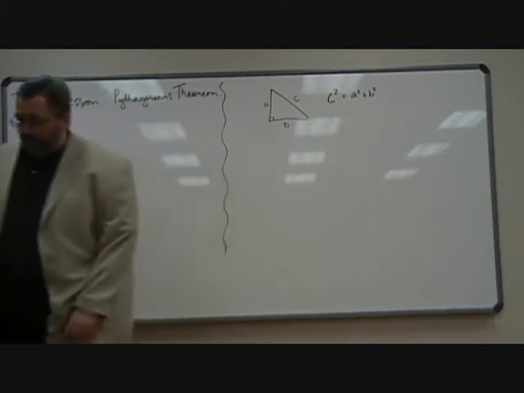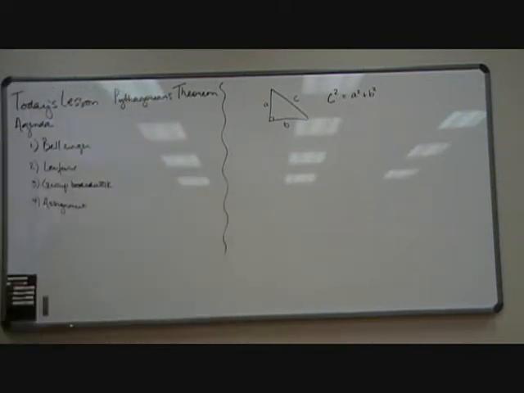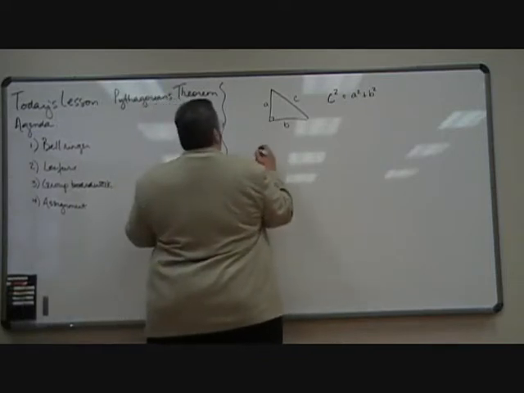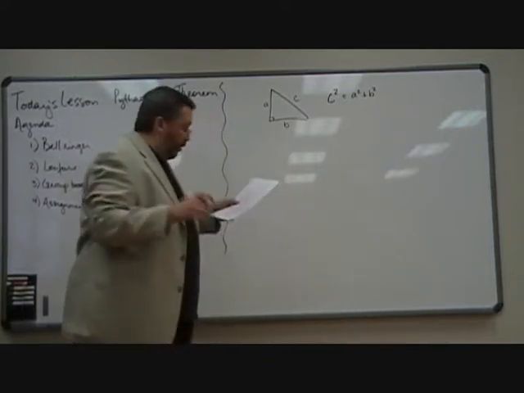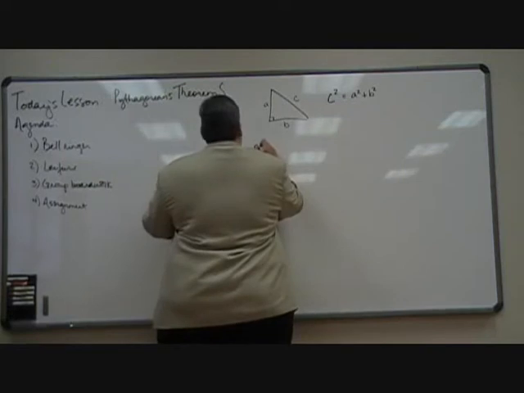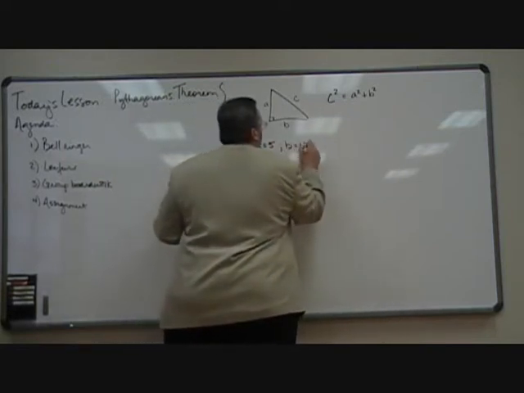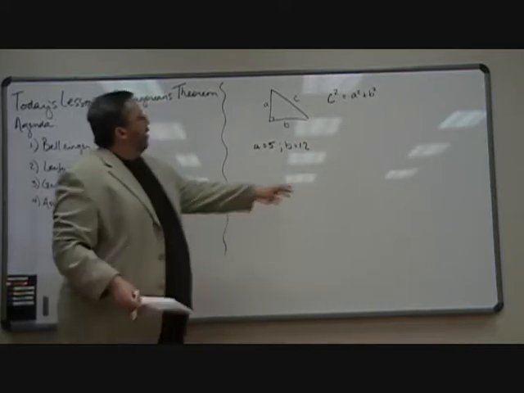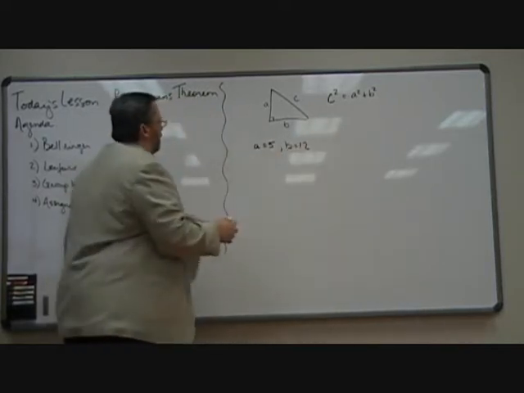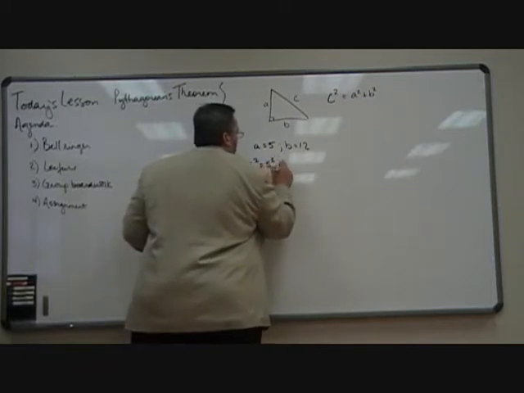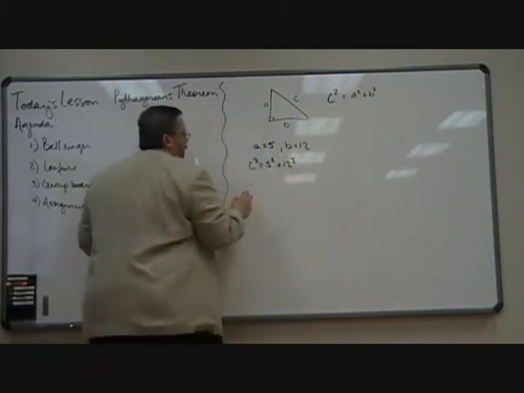We can work through some of these examples. For example, let's say we have this triangle here, and of course, not all of this will be to scale, but that's okay. We have A equals 5 and B equals 12. Using our formula for the Pythagorean Theorem, we have C squared equals 5 squared plus 12 squared.